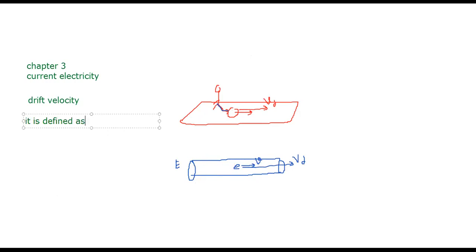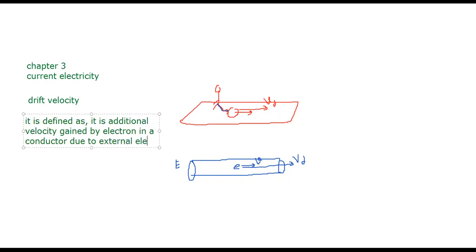It is defined as the additional velocity gained by an electron in a conductor due to an external electric field. So it is an extra velocity, additional velocity due to the external electric field. And the symbol of drift velocity is Vd. Vd is the drift velocity.